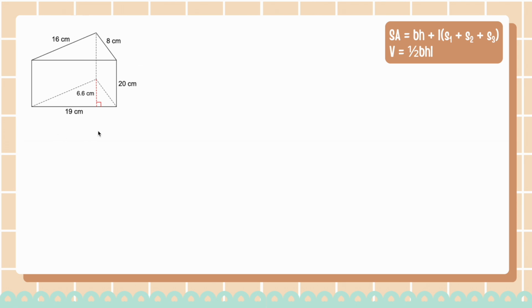All right, now what if we have a triangular prism that looks like this? I'm going to show you 2 ways to do this, and we're going to start off with surface area.